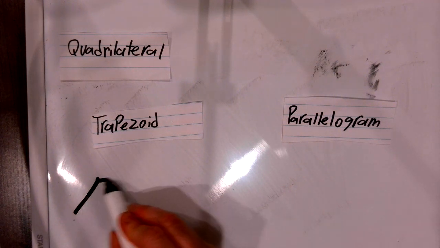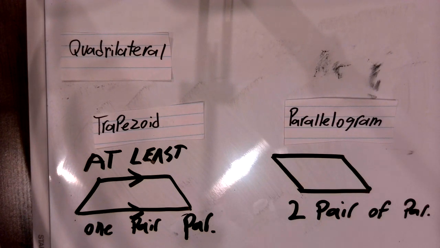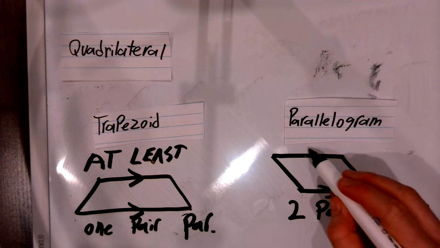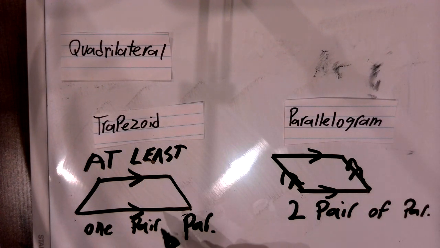Now we're going to get even more specific. As we said, a quadrilateral is any shape that has exactly four sides. A trapezoid is a quadrilateral that has at least one pair of parallel sides. So a trapezoid has at least one pair of parallel lines, while a parallelogram has two pairs of parallel lines. So at least one for a trapezoid and two pairs of parallel lines for a parallelogram, but these are both considered quadrilaterals.